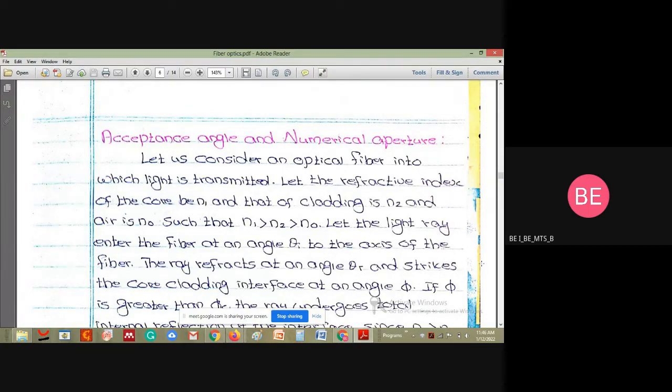So let us consider an optical fiber into which light is transmitted. You are considering an optical fiber and you are going to pass light into it. Let the refractive index of the core be N1, the cladding N2, and air N0, such that N1 is greater than N2, and that is greater than N0. So this is the relation between the refractive index of core, cladding and air, right?